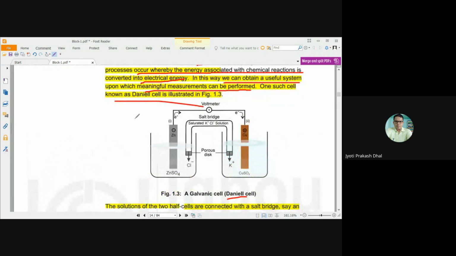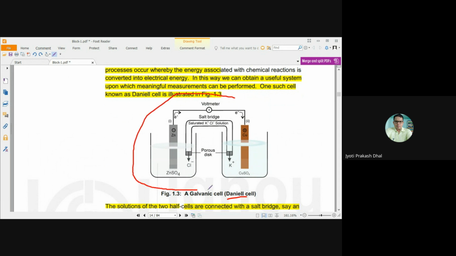So this is the diagram of a Daniell cell. The Daniell cell is one example of a galvanic cell. You can see what is happening: in the left-hand side half cell, the zinc electrode is dipped in zinc sulfate solution, and in the right-hand side half cell, the copper electrode is dipped in copper sulfate solution. Both electrodes are connected through a wire externally, and also through a salt bridge containing saturated KCl solution. The salt bridge is a U-shaped tube where both ends contain a porous disc.